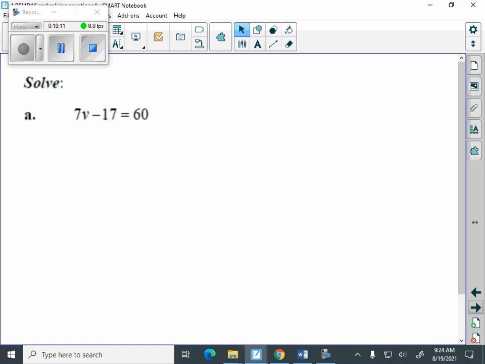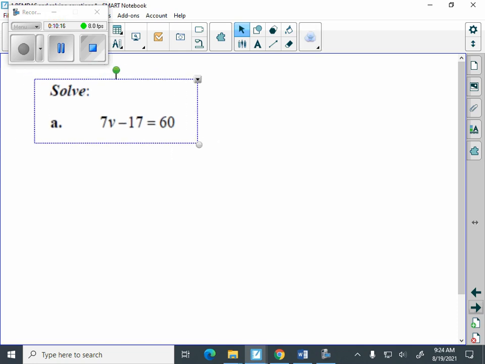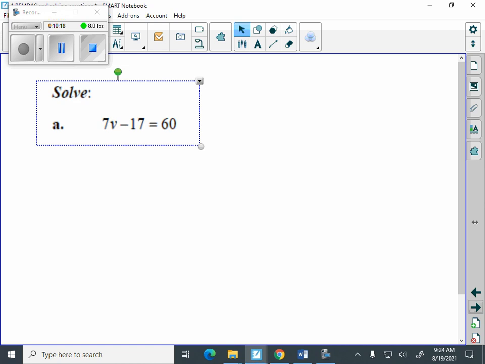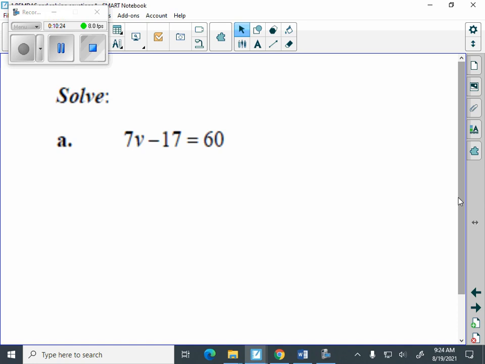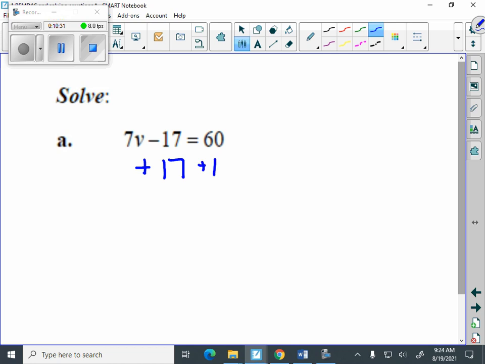So the first one, 7v minus 17 is 60. What we want to do is undo this minus 17. So we'll start by adding 17 to both sides. When we do, we get 7v equals 77. Minus 17 and plus 17 cancels out.